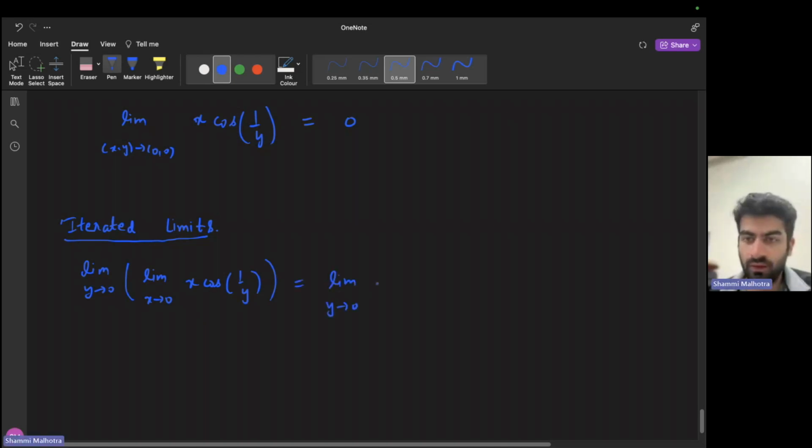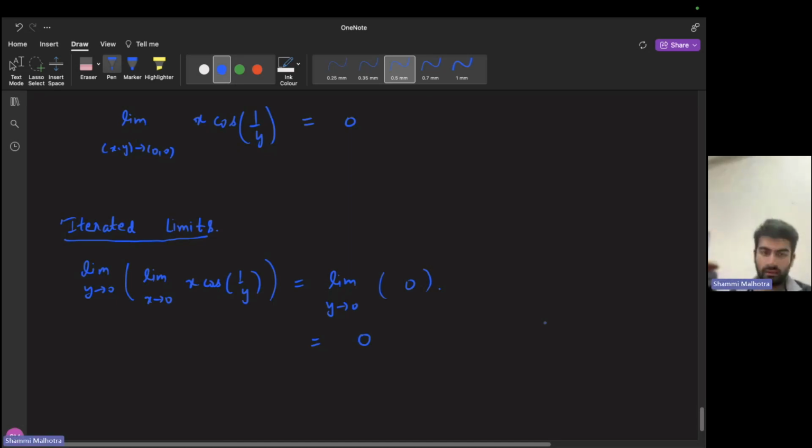The first limit, when we take x tending towards 0, will be just 0. So the limit of a zero function is 0 itself. In this case, this particular iterated limit exists, and it is equal to 0, which is the value of our double limit, right? Next we have the other iterated limit: the limit as x tends to 0 of the limit as y tends to 0 of x cos(1/y).